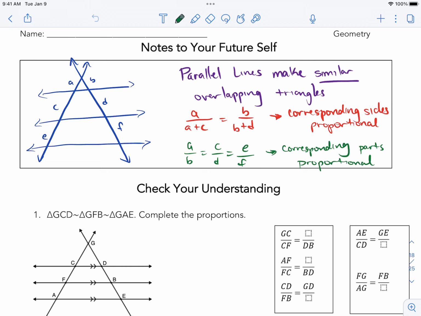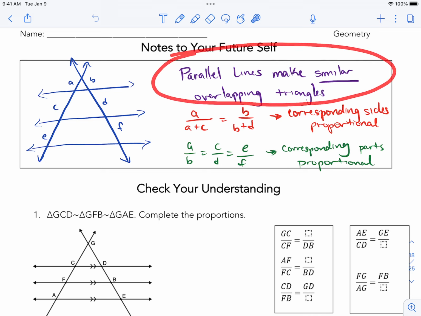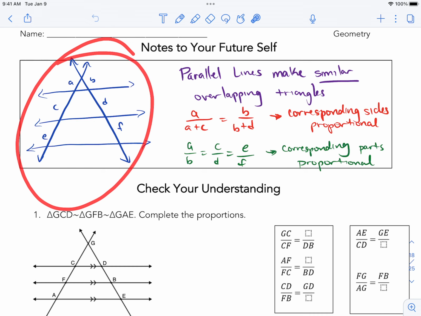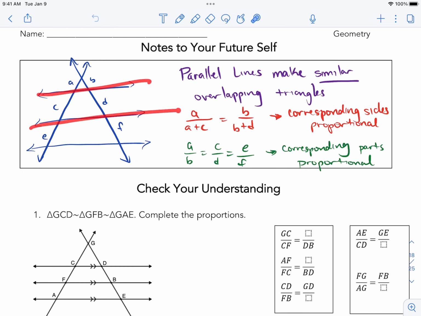All right, so let's look at the notes for 8.4. Remember, the focus of this was on how parallel lines can create similar figures. And that's what you would have seen in the task, is that parallel lines make overlapping triangles. So if you look at this image here, if we have these three parallel lines, and they're cut by transversals, they can create these overlapping similar triangles.